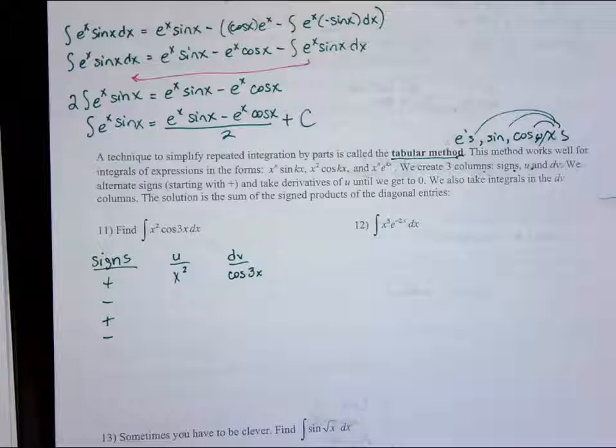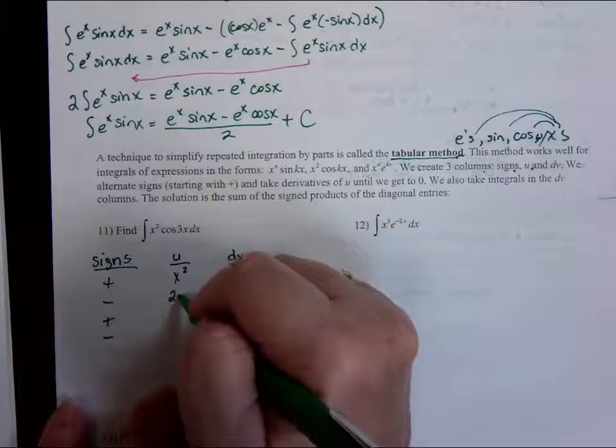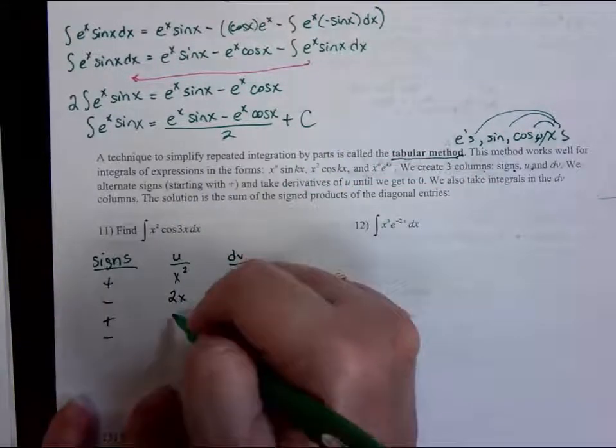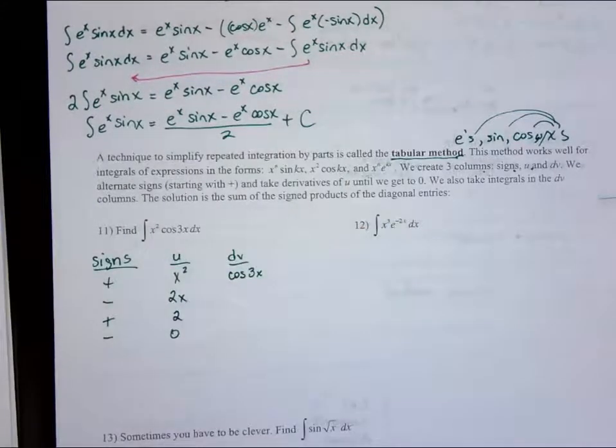Now, down the u column, I want you to take the derivative over and over. What's the derivative of x squared? 2x. Line it up with the minus sign. What's the derivative of 2x? 2. What's the derivative of 2? 0. As soon as you hit 0, stop. That's when you know to stop.